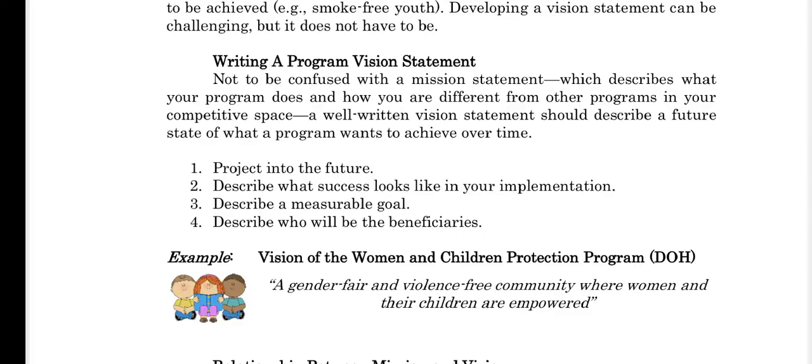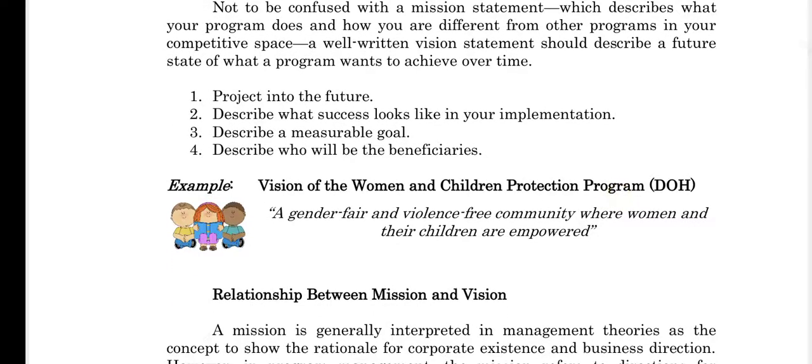Okay? Number three, describes a measurable goal. So when I say measurable goal, how will you know that the problem can be solved? How do you measure it? Is it through a quantitative analysis? Is it through a qualitative analysis? Okay, later on we will discuss that. Number four, describe who will be the beneficiaries.